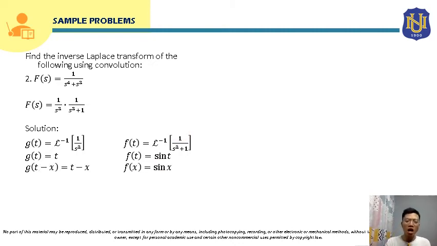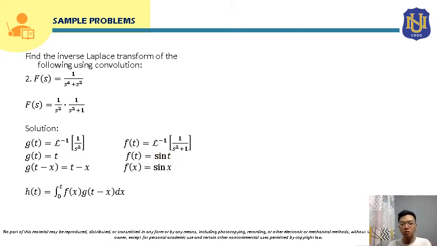Okay, so what we're going to do here is express g of t as g of t minus x. So all the variable t here will be replaced by t minus x, no? So this will become t minus x. And then for f of t, we will express f of t as f of x. So all the variables t here we will replace with x. Now, this will become sine x.